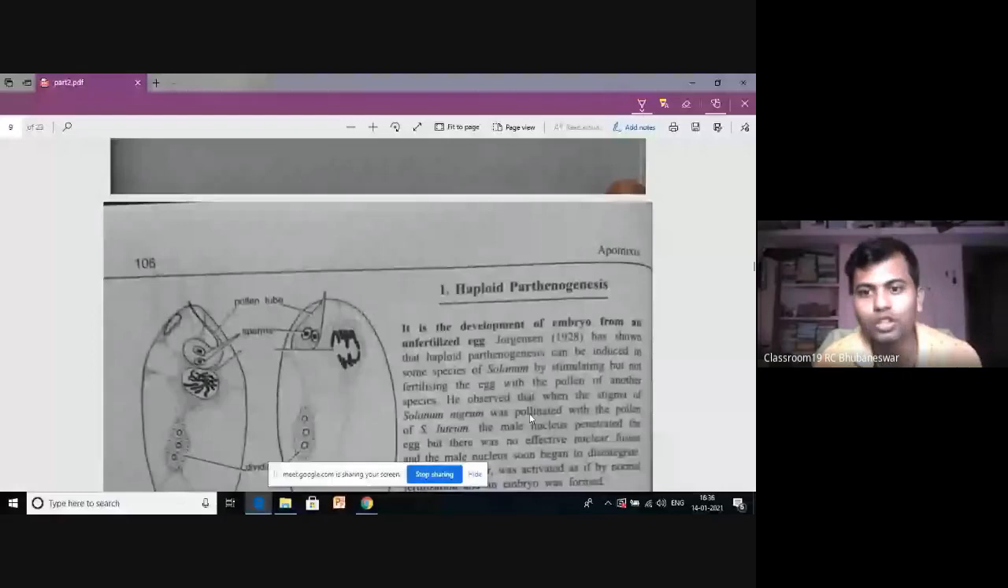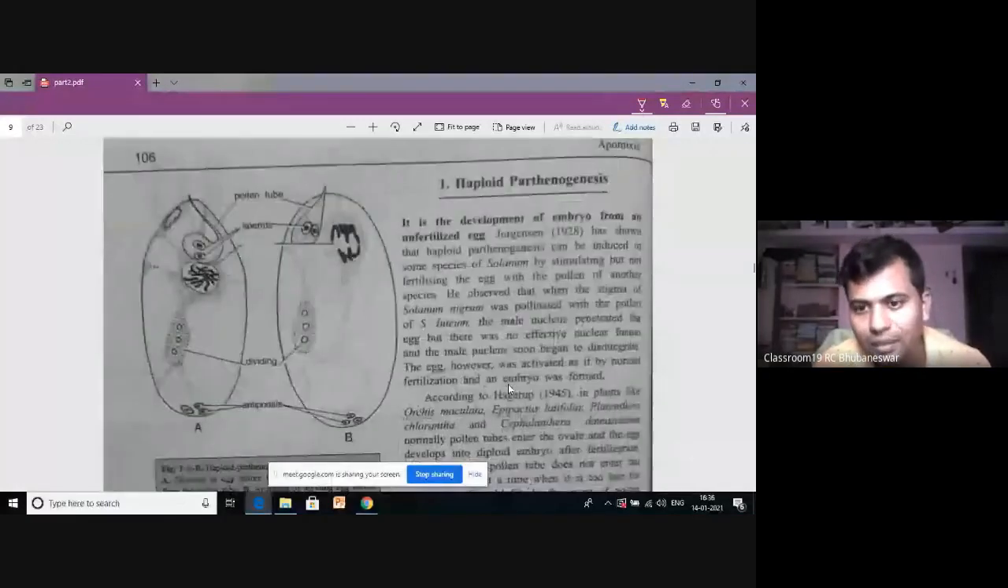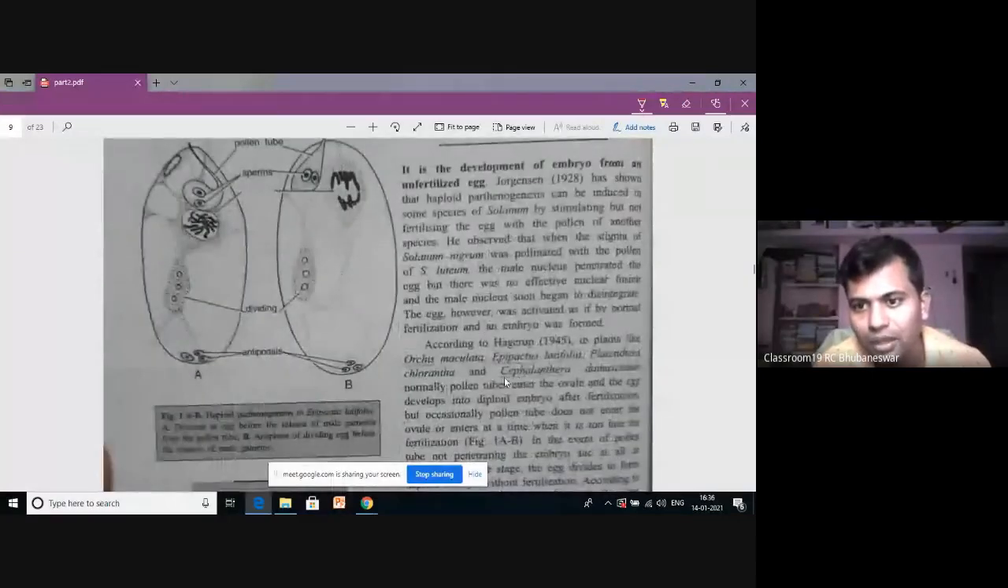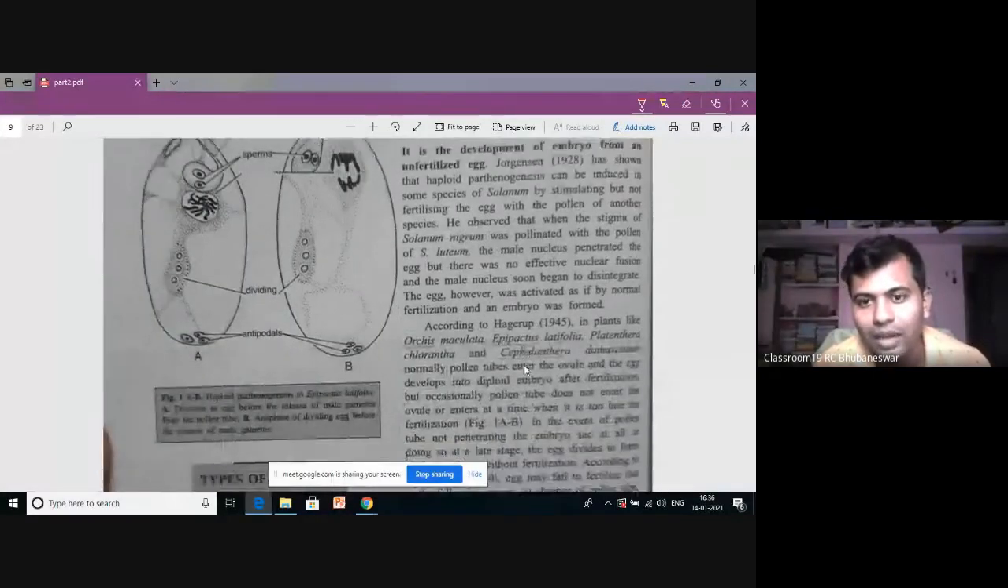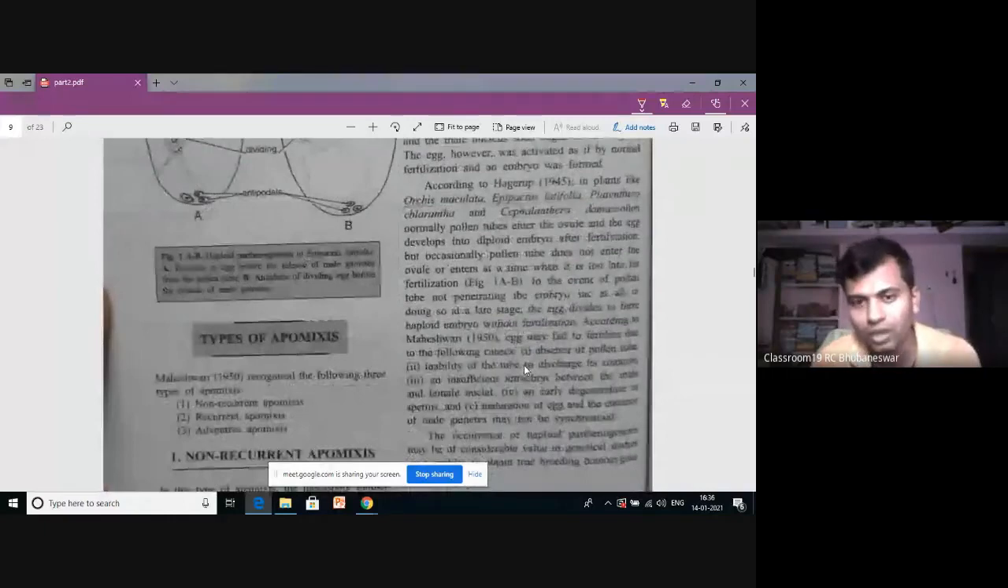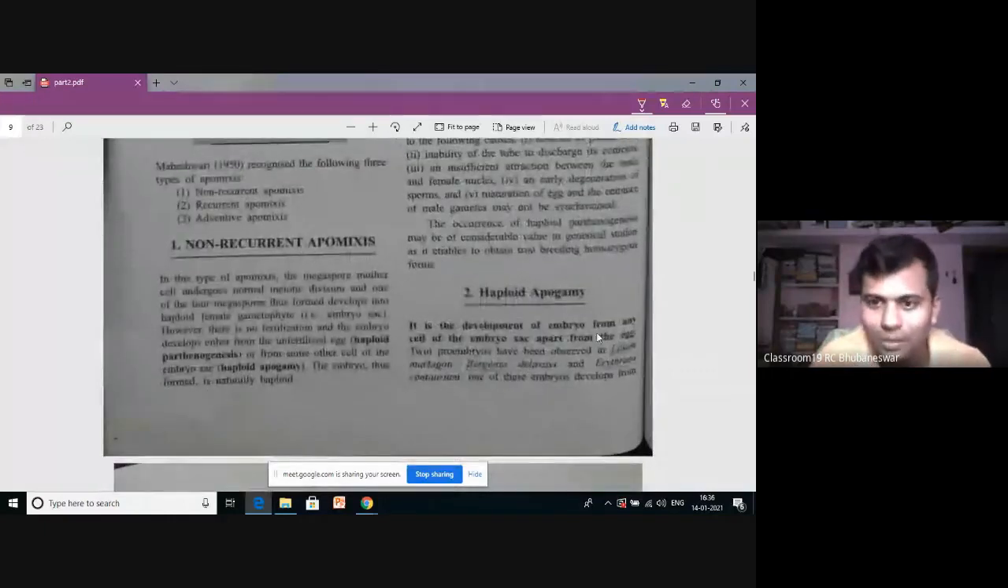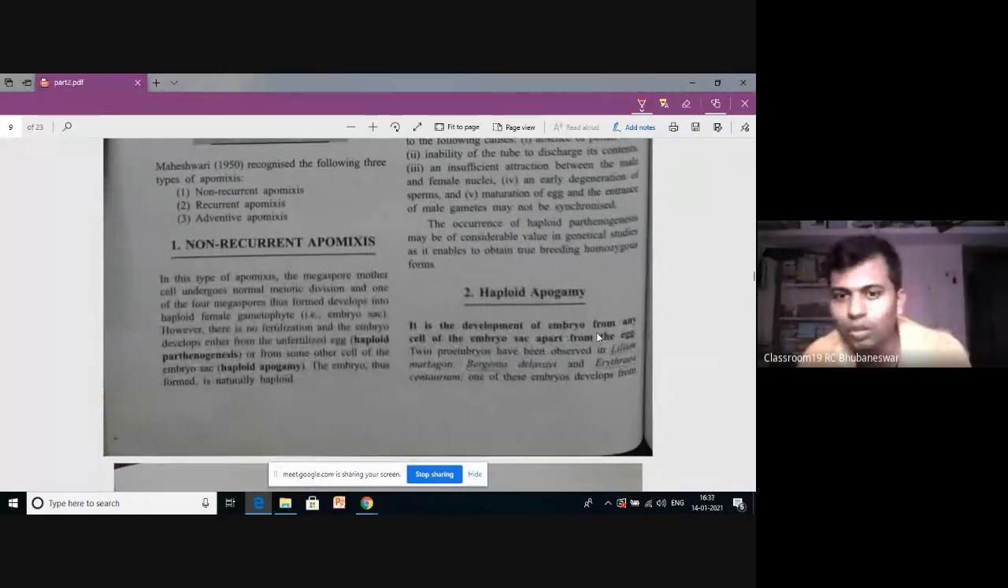It is found in Solanum nigrum, Orchis, and Cephalanthera. Now come to haploid apogamy. In the embryo sac, the egg is present, but if the egg does not develop into an embryo, and instead other cells, such as the synergid cells or antipodal cells, develop into an embryo, it is known as haploid apogamy. The embryo is haploid. It is found in Lilium, Erythronium, etc.